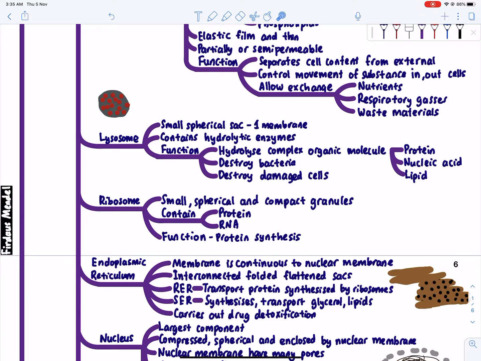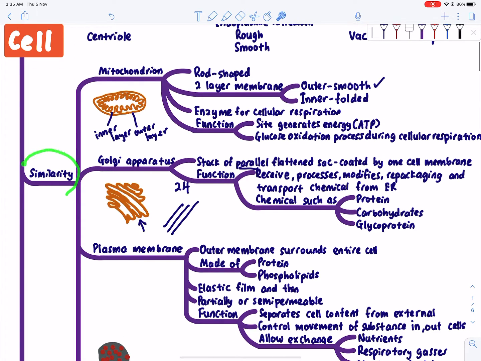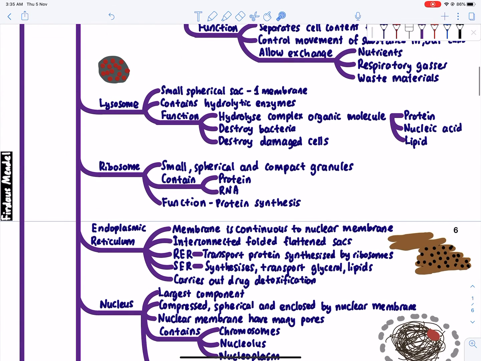Ribosome. Ribosome is a small, spherical, compact granule. They contain protein and RNA. Of course, ribosomes are also found inside both the plant cell and animal cell. That's why this comes as a similarity. Both the plant cell and animal cell have this cell component. They are required to be in the cell, inside the plant cell or animal cell.